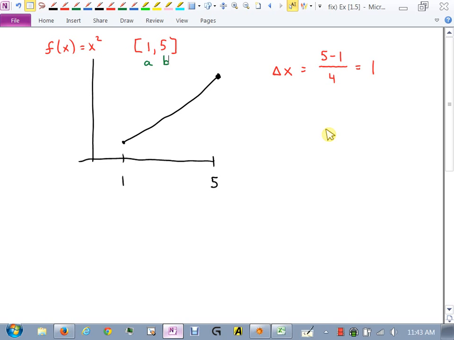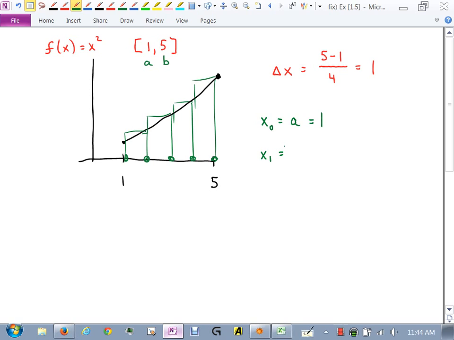What I need to figure out now is for these 4 rectangles, what are these points that I'm going to have? So I'm trying to find these points right here. How many do I have? I have 5 of them, right? So what's x naught equal to? 1. Which you could say is A, isn't it? Which is 1. What's x1 going to be?